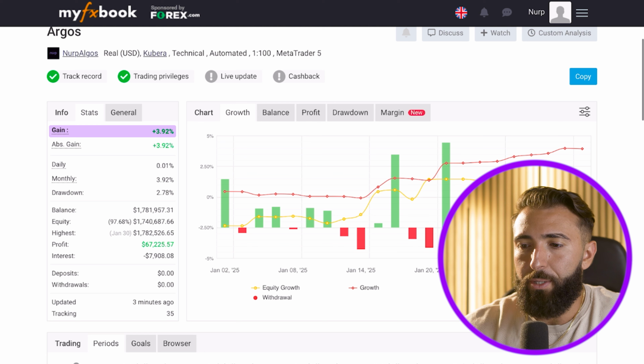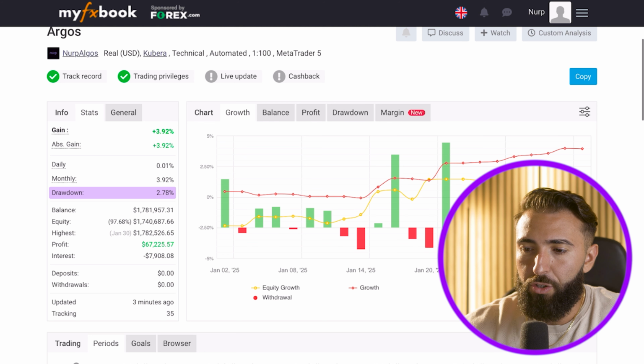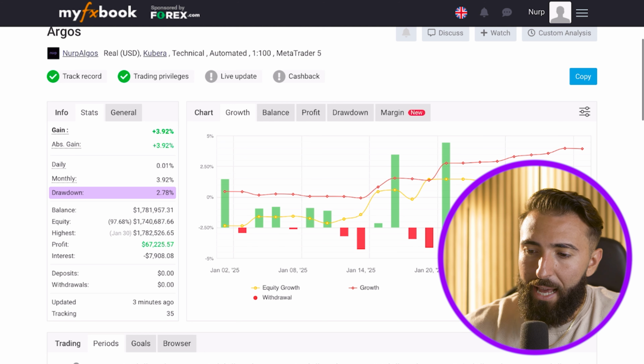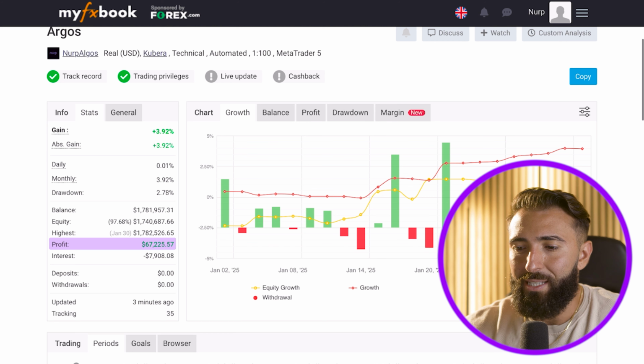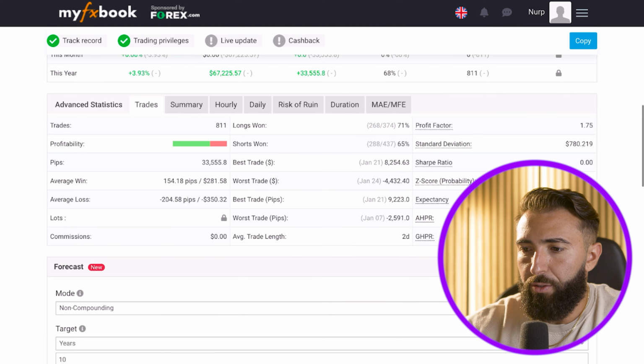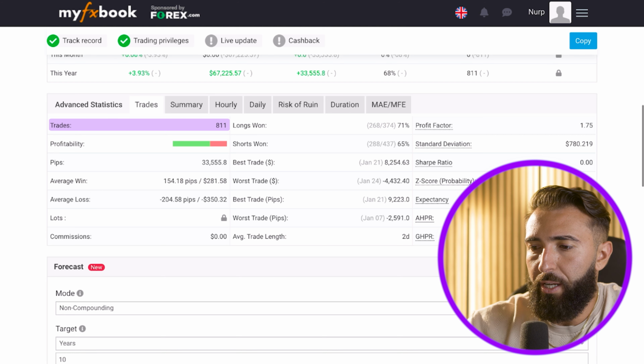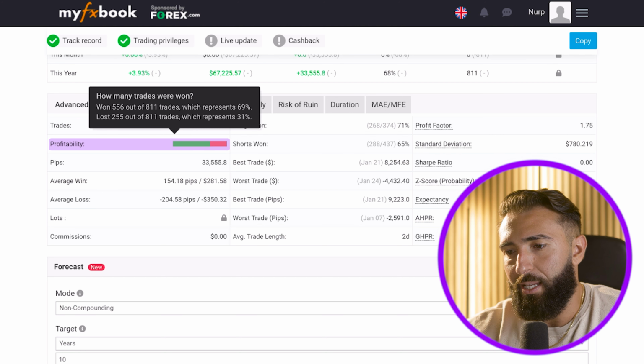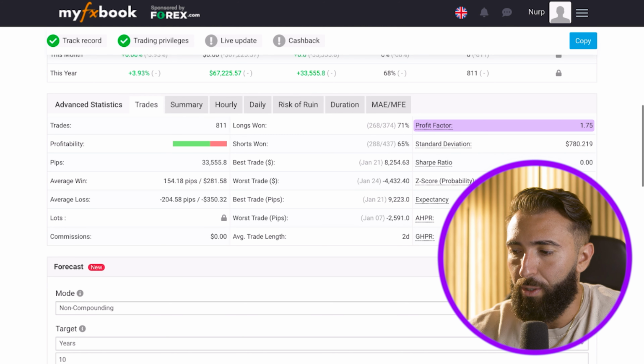So for January, Nurp did 3.92%. Its max drawdown was 2.78%, and its total profit for the month was $67,225. If we scroll down, you can see it took 811 trades. Its profitability is 69%, which obviously means it lost 31% of its trades. Its profit factor is sitting at 1.75.